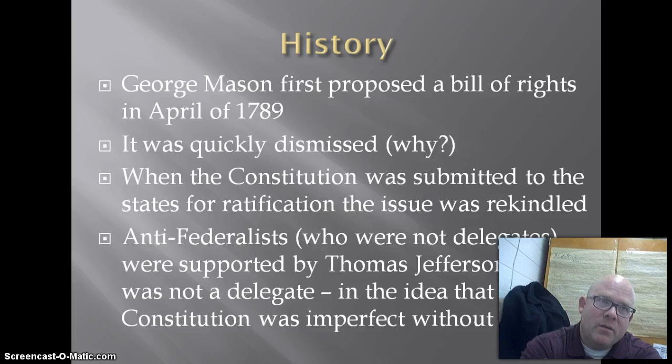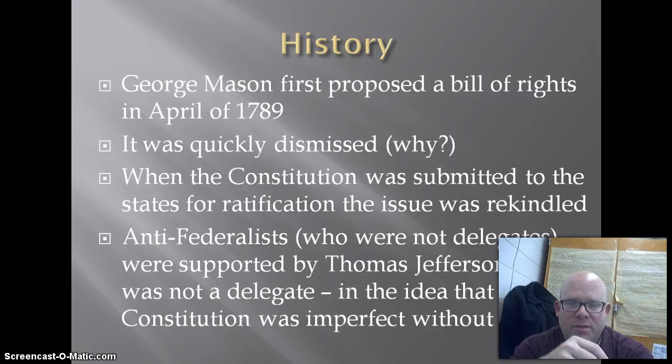When the states were faced with this new Constitution, when the Constitutional Conventions were set up from state to state and the new document was submitted for ratification, the issue came up again. It was something that was passed over by the founding fathers at the Constitutional Convention, but then brought up again when it was time for the states to ratify this new plan for government. The anti-federalist faction, who were not delegates at that convention, brought up this idea and really did not like the fact that in this new government, there were no protections included. This was really supported by Thomas Jefferson, who wasn't a delegate and was actually in France at the time.